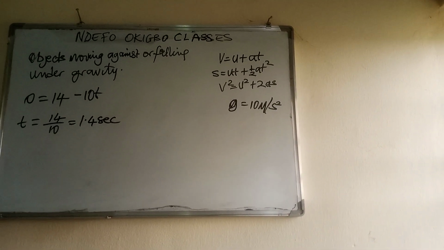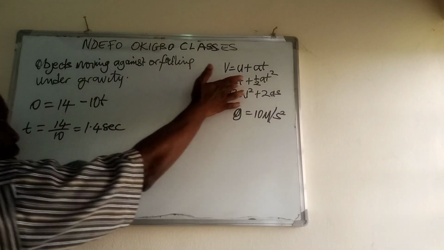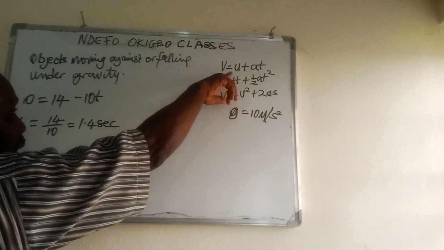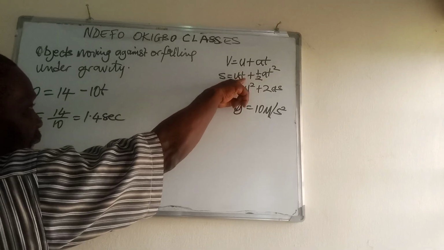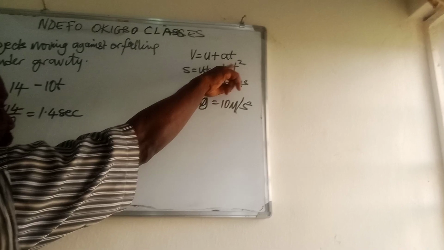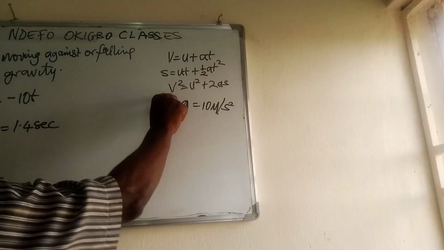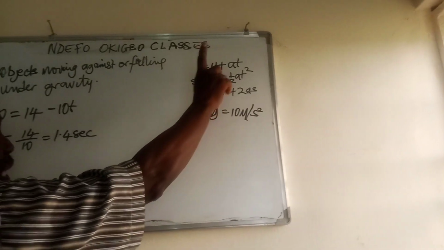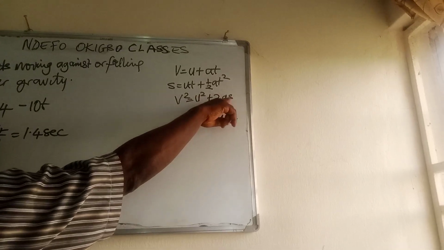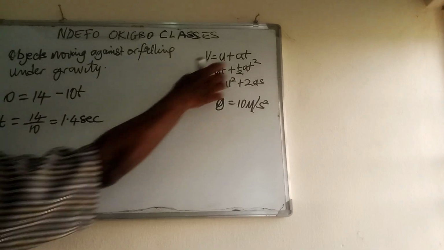To get the distance, I can use any of the equations, either the first or the second. If I use the second, I see that u is 14 already, and I already know the time. Acceleration is g, that is 10, then the time. I don't have the final velocity there. If I use the third one, v squared is 0, because that's the highest point, this is 14, this is 10, and s is what I'm looking for, the distance traveled. So any of these can solve the problem.